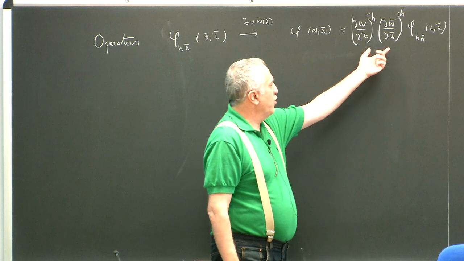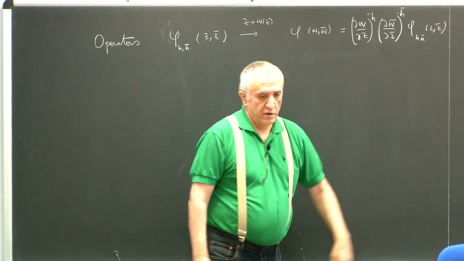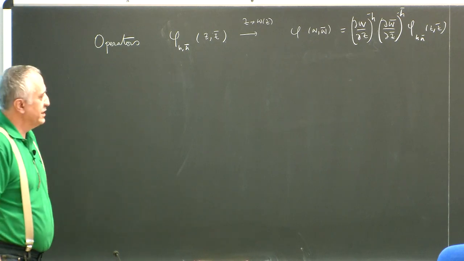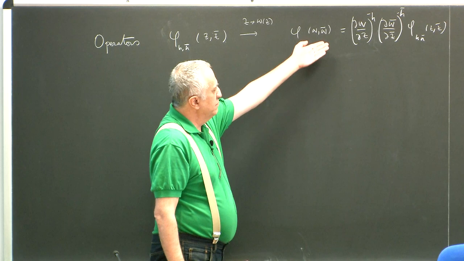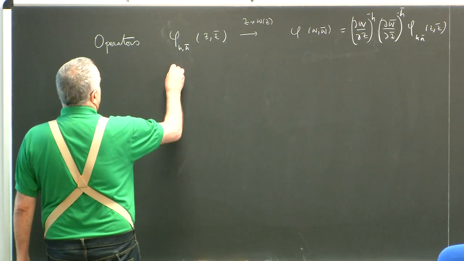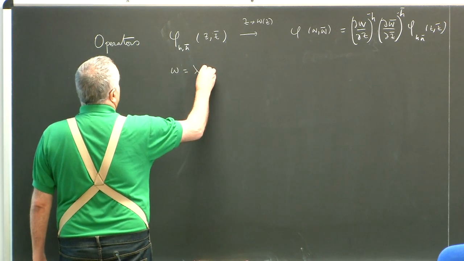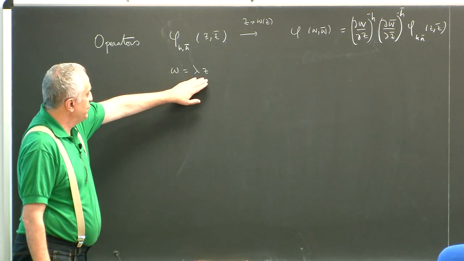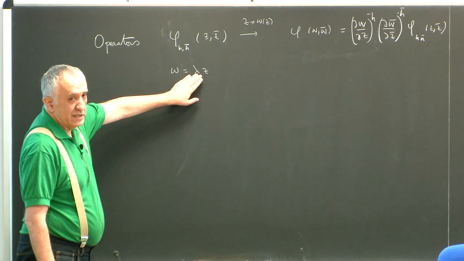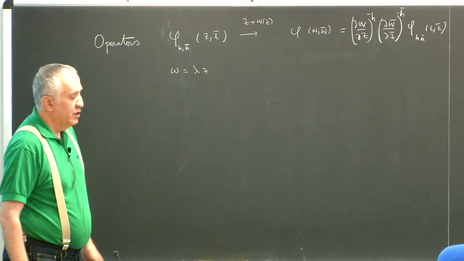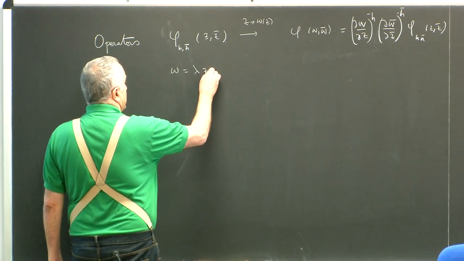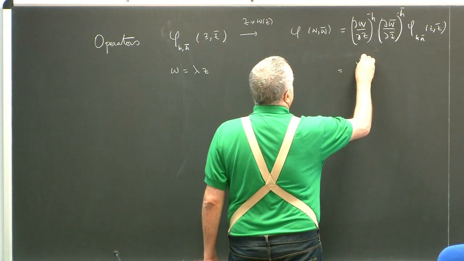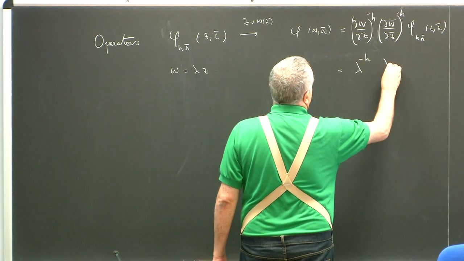What this does is that it immediately tells me how my fields are supposed to transform under conformal transformations. So a simple conformal transformation is w equals lambda z. This is perhaps the simplest transformation I can take, which is a scale transformation. I've just scaled my coordinates by lambda. Hence, this is easily solved.